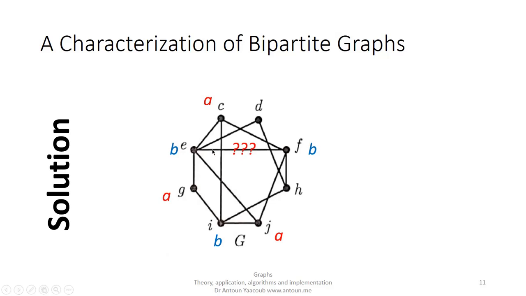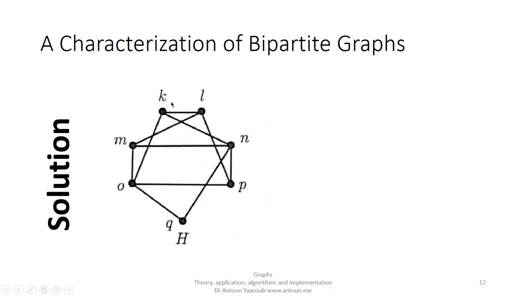So obviously I have a wrong matching here, so it's not bipartite. I cannot consider this graph as bipartite. Another example. Again, let's start, for example, from K. I will label it by A. Its adjacent vertices O and N would be labeled as B. Then, for example, I pick O. P would be colored as A, and M and H, and I just have now L. Its adjacent vertices are K, M, and P, all labeled A, so I can label it B, and this is a bipartite graph.